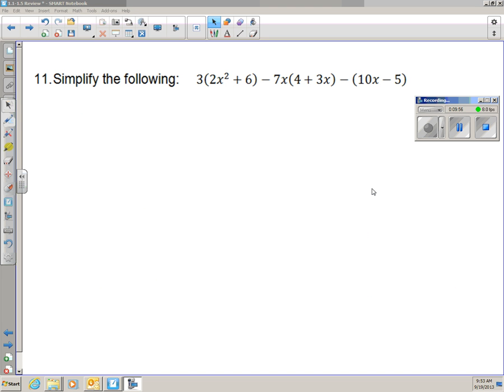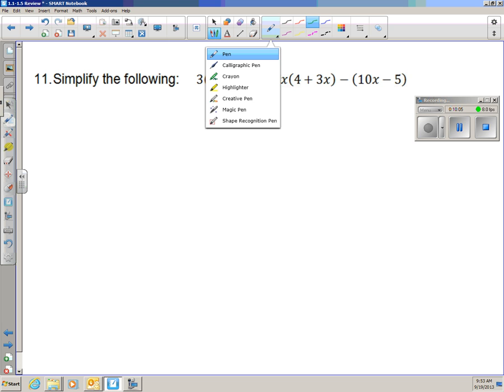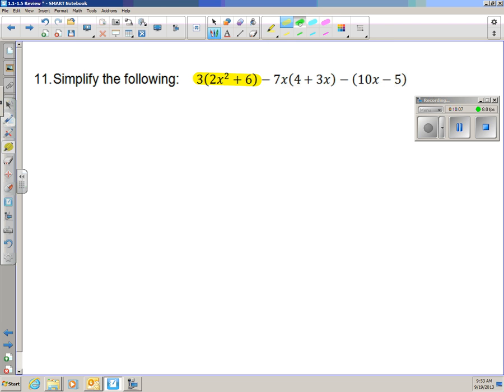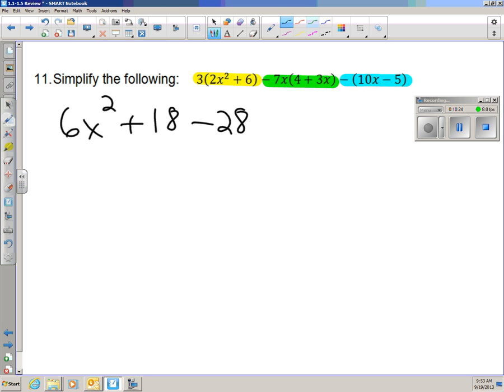Okay, so number 11, simplify the following. I've got the distributive property happening a couple of times. So I'm going to start off with my distributive property, and I'm going to give you some color coding here. I'm going to start off here, and then I'm going to go here, and then I'm going to go here. So my distributive property in yellow becomes 6x squared plus 18. My distributive property in green becomes negative 28x minus 21x squared. My distributive property in blue becomes negative 10x plus 5.